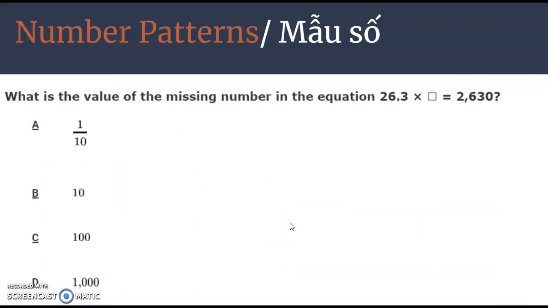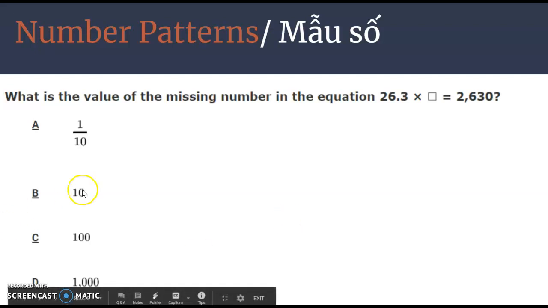Okay, here's your question. What is the value of the missing number in the equation 26 and 3/10 times blank equals 2,630? Now, I won't leave you hanging by yourself and make you do this all alone. I'll help you along, okay? So we'll come back to our answer choices, but we have 1/10, 10, 100, 1,000. Let's do some estimating.